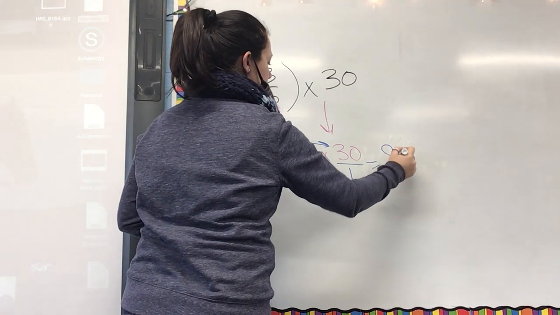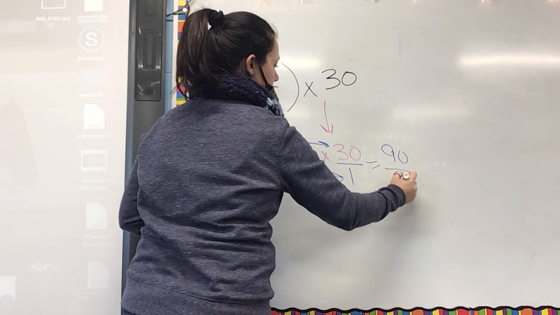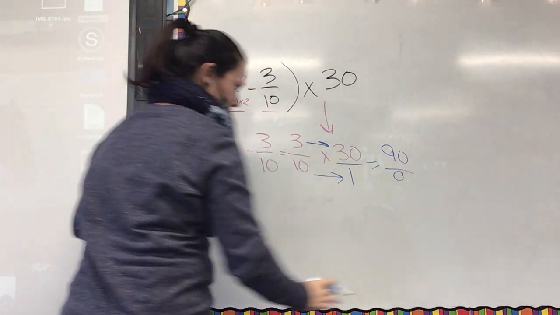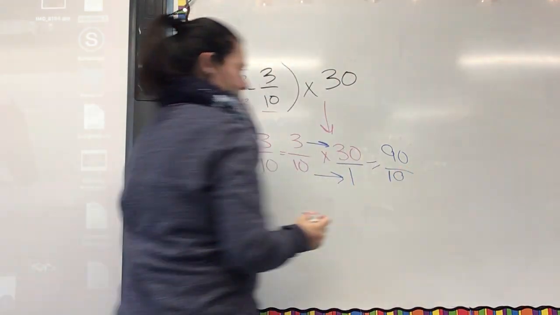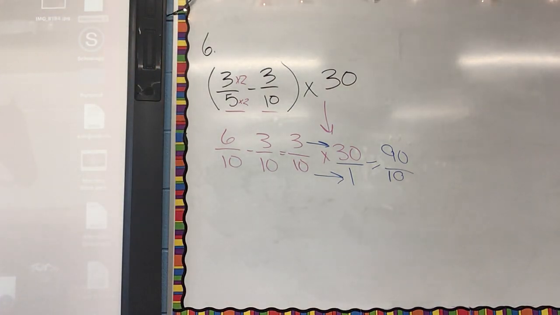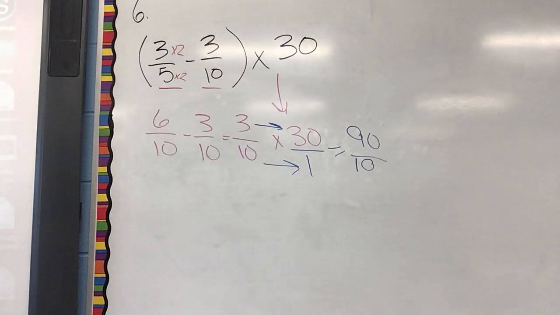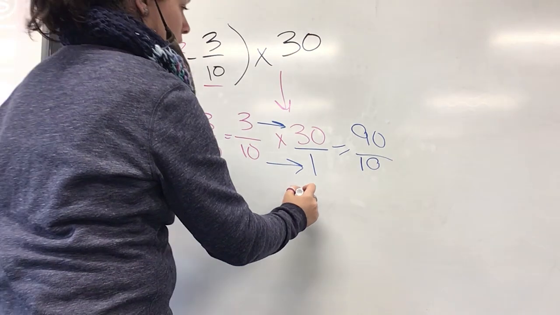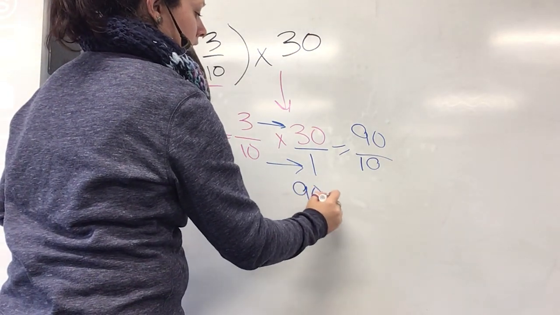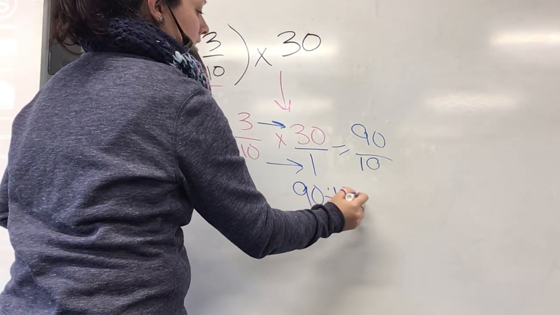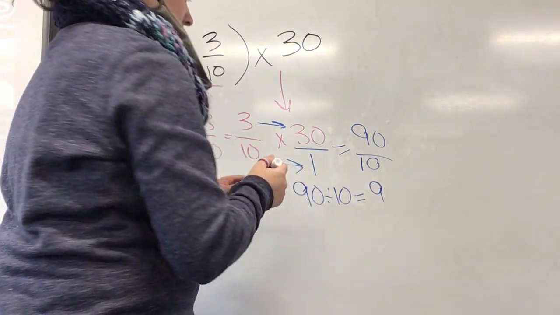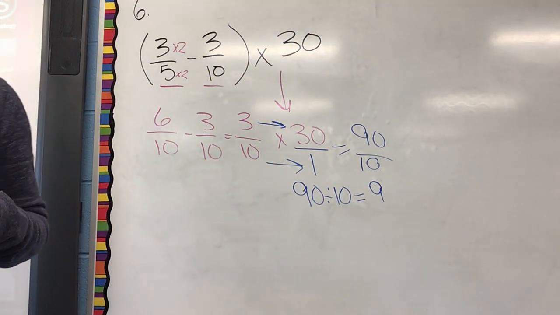What is 3 times 30? 90. What's 10 times 1? 10. Oh, here, I can fix it. There you go. And then I need to do what to simplify that? Divide. So what am I dividing? 90 divided by 10. Which is? 9. Very nice.